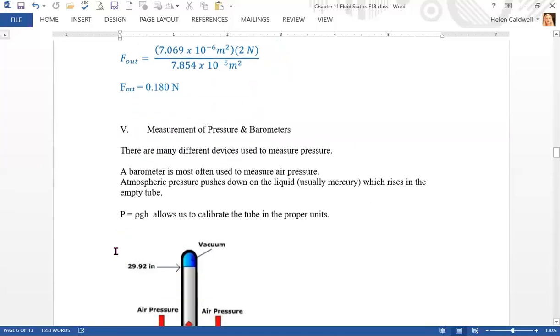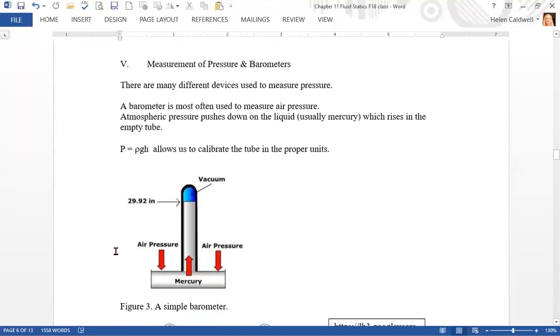So how do we measure pressure? Well, most of the time in the real world, people use a barometer. There are lots of different devices, but barometers are typically used for air pressure. Pressure again is equal to rho g h, density times acceleration due to gravity times the height of the column of fluid. So usually you have a container of liquid.